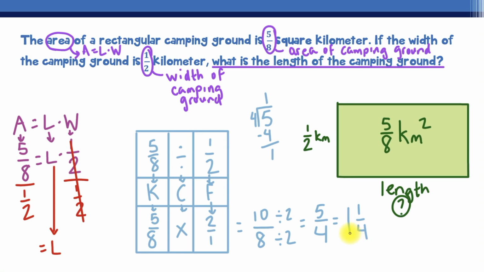So our final answer is 1 1/4. And what does that mean exactly? It means that the length of this rectangle is 1 1/4 kilometers.